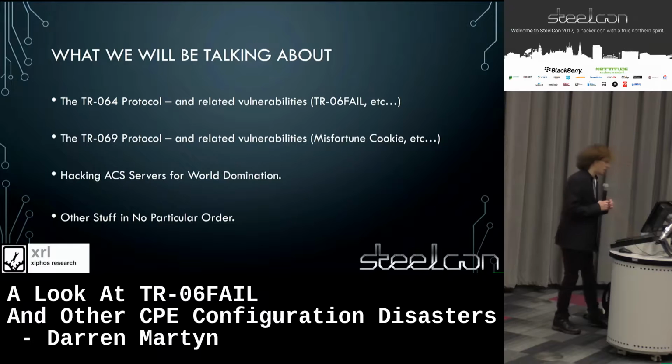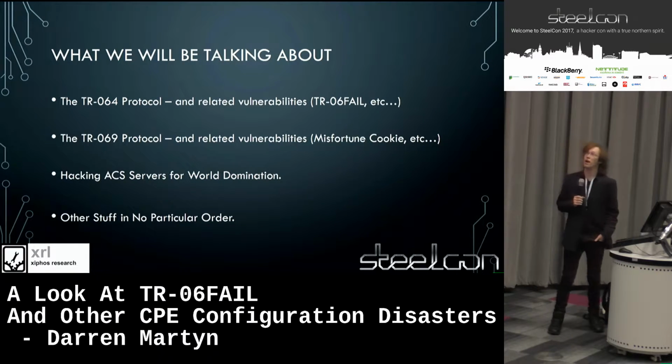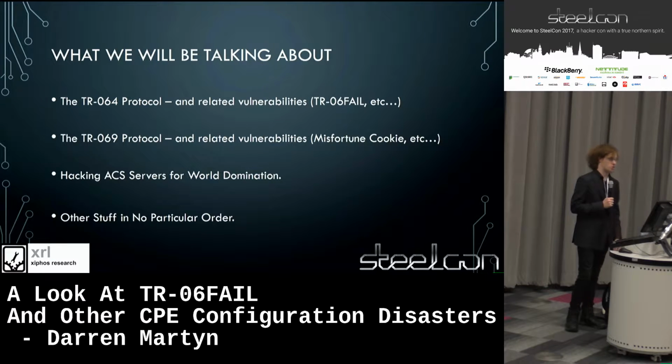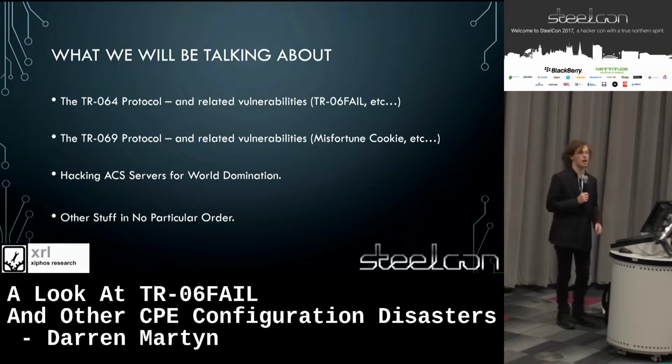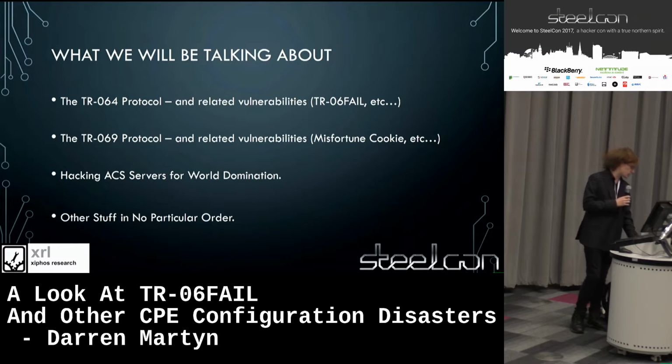So what we'll be talking about today is TR-06FAIL, and 069. They're both bad. They're basically SOAP. 064 has 06FAIL, 069 has Misfortune Cookie and a bunch of other problems. We're going to talk about hacking ACS servers, taking over ISPs, taking over the world, and a bunch of other related bits in no particular order, because I can't organize slides. So there'll be a somewhat logical progression of thought here, but it'll make sense eventually.